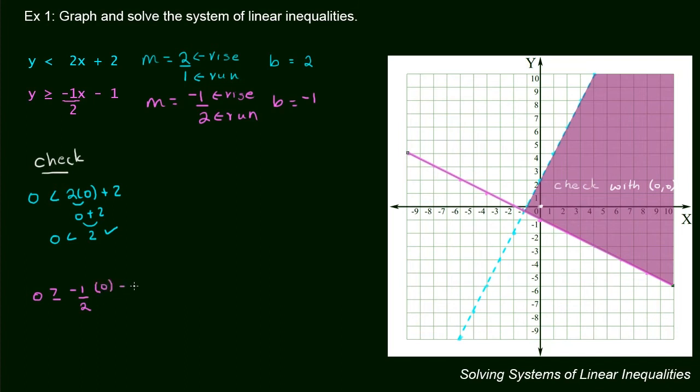So yes, that works. Have to check the second equation as well. 0 is greater than or equal to negative 1. So it checks in this one, yes. And therefore, you can see that this point over here is a solution. It's in the shaded area and is a solution to the system of inequalities.